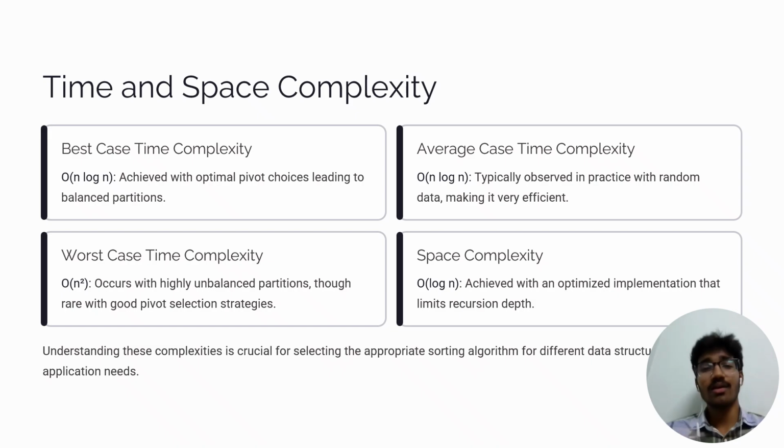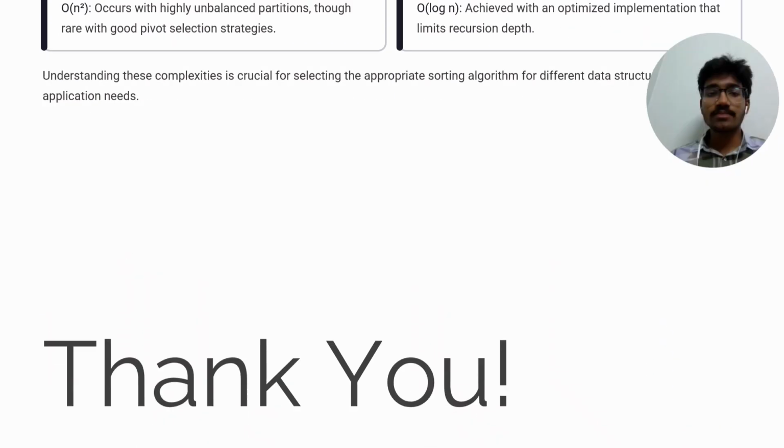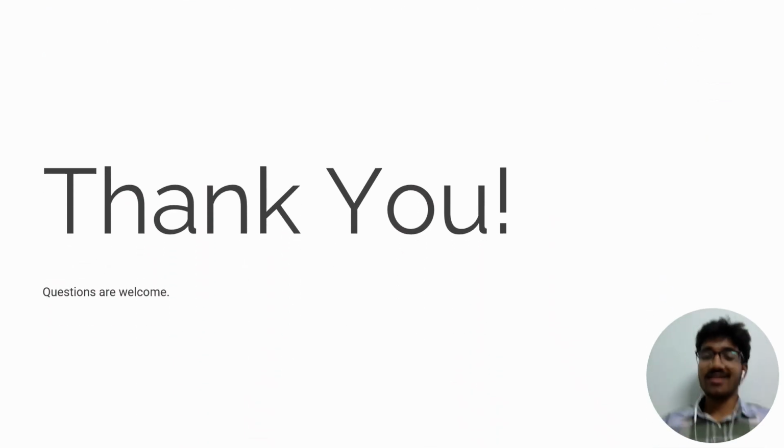So quicksort is usually preferred for great average performance and minimal extra memory. The in-place sorting allows us to sort the array without the extra memory we'd need in the case of other sorting techniques. And yeah, that's basically it.